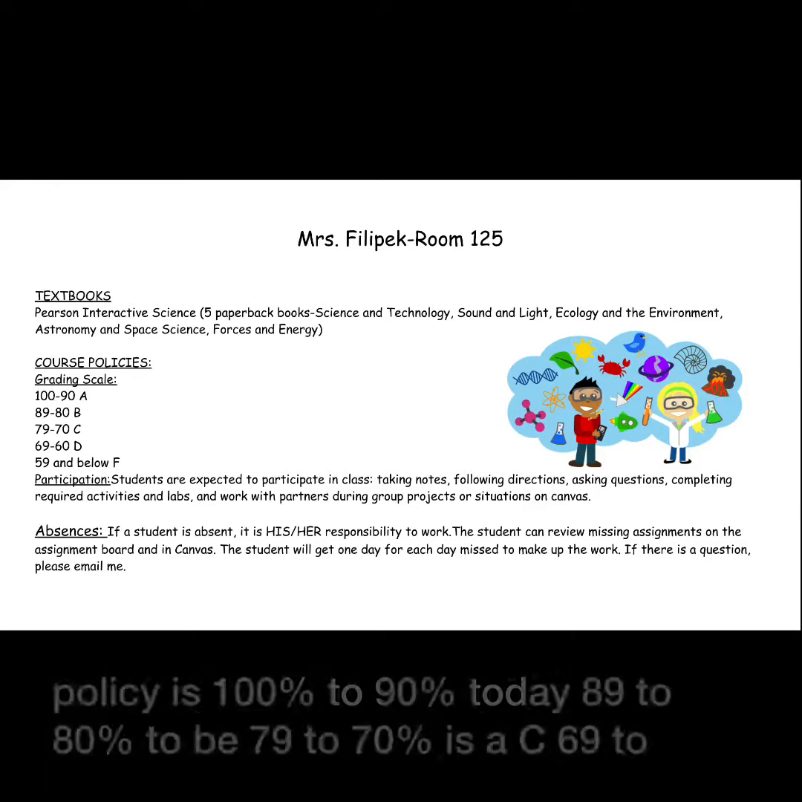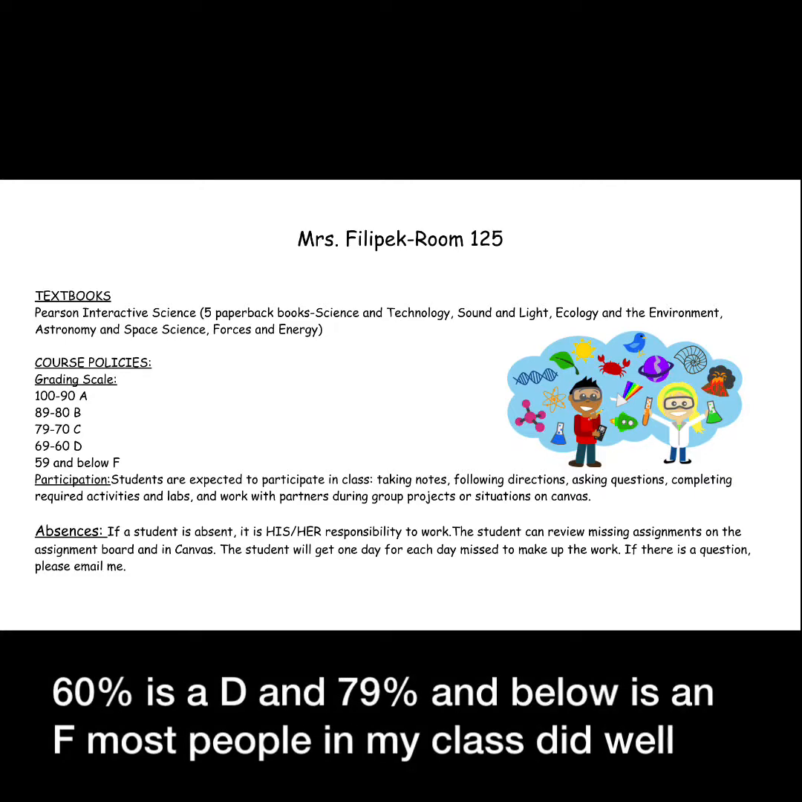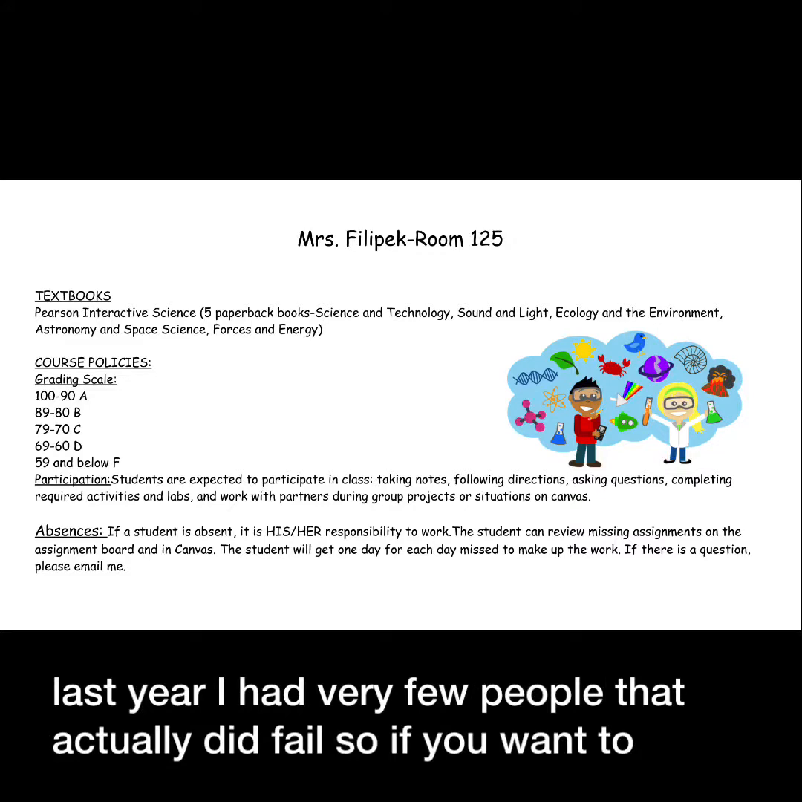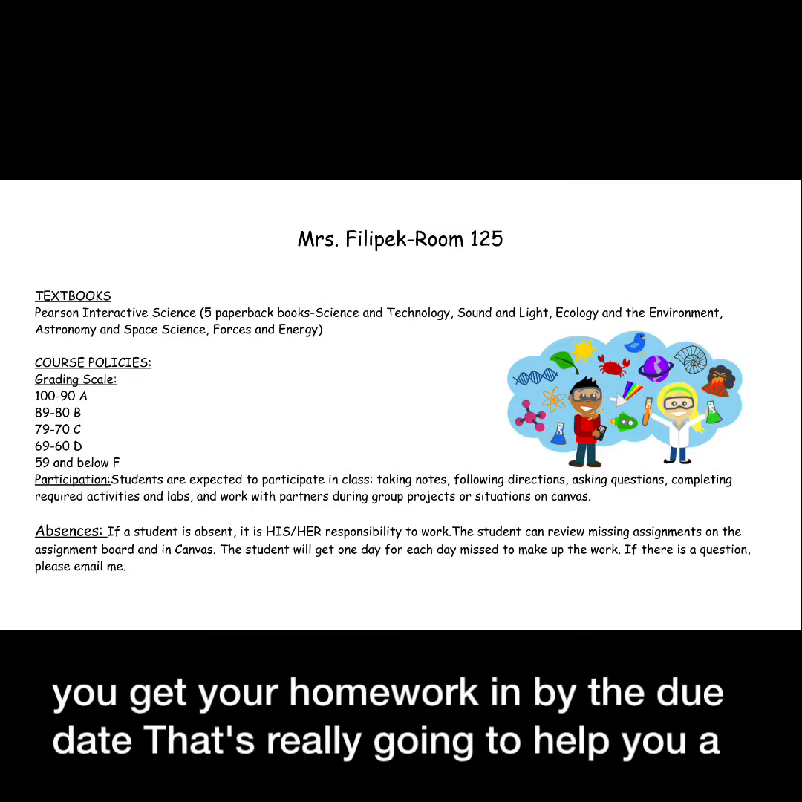The course grading policy is 100% to 90% an A, 89 to 80% a B, 79 to 70% is a C, 69 to 60% is a D, and 79% and below is an F. Most people in my class did well last year. I had very few people that actually did fail. So if you want to succeed in this class, one of the most important things is to make sure that you get your homework in by the due date and that you do your best on your work. If you really try hard, that's really going to help you a lot.